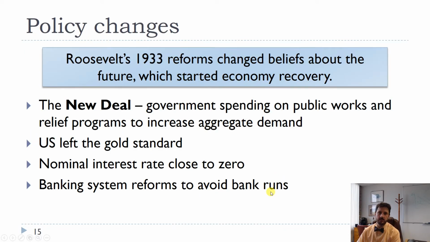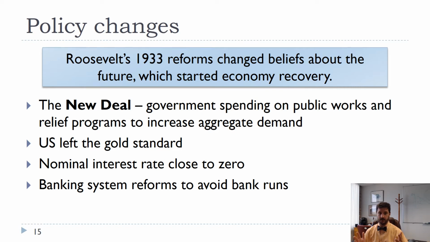So the New Deal, remember, Roosevelt was elected in 1932. He's inaugurated in 1933, and he implements the New Deal, which is a lot of spending on public works, relief programs to increase aggregate demand, just making sure people had work and money so that they could spend. They also, as we said, left the gold standard, nominal interest rates were reduced, and they put in a number of banking reforms.